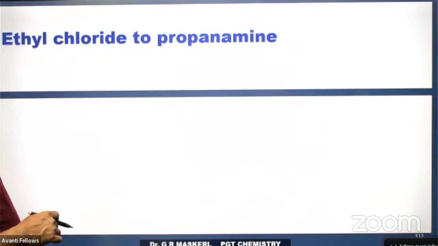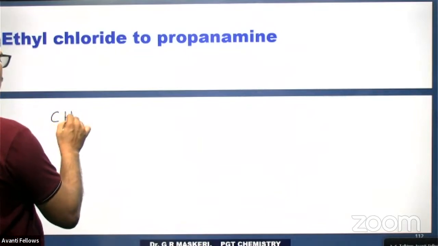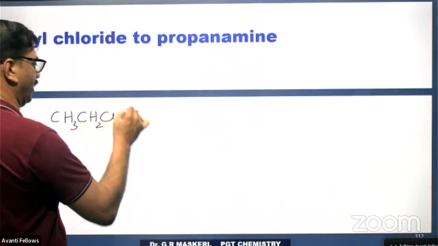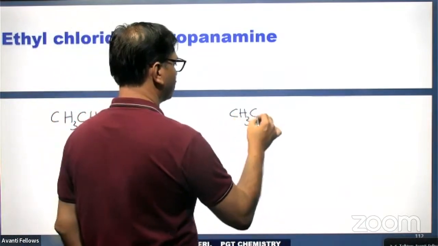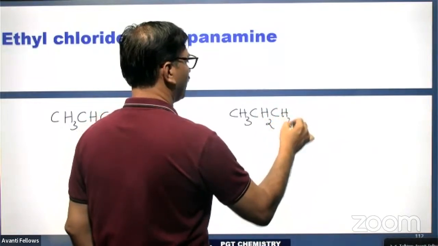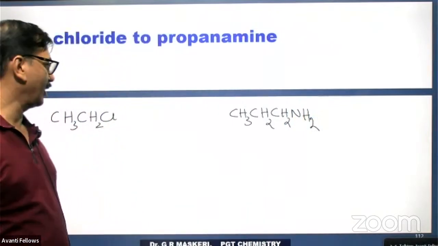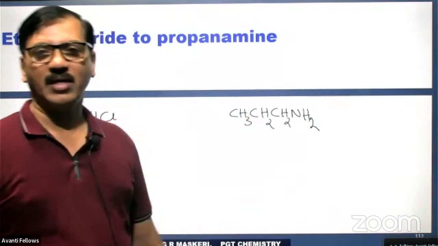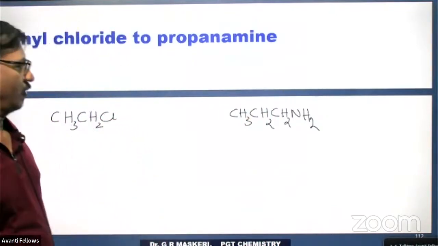Ethyl chloride to propanamine. Ethyl chloride is CH3CH2Cl. Propanamine is CH3CH2CH2NH2. Ethyl chloride to propanamine: you can see one carbon atom is increased. This is an ascending series, where one carbon atom is increased.